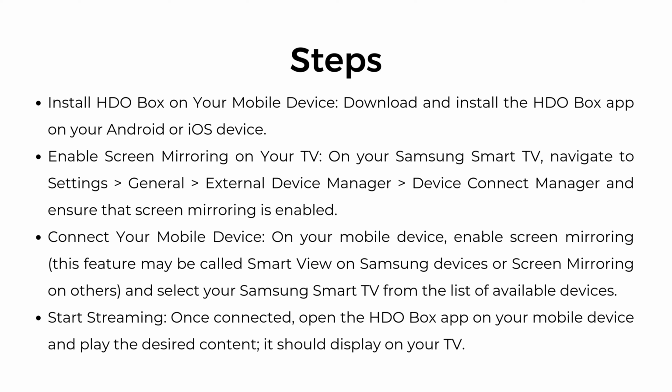On your Samsung Smart TV, navigate to Settings, General, External Device Manager, Device Connect Manager, and ensure that screen mirroring is enabled. Connect your mobile device. On your mobile device, enable screen mirroring. This feature may be called Smart View on Samsung devices or screen mirroring on others, and select your Samsung Smart TV from the list of available devices. Start streaming. Once connected, open the HDO Box app on your mobile device and play the desired content. It should display on your TV.